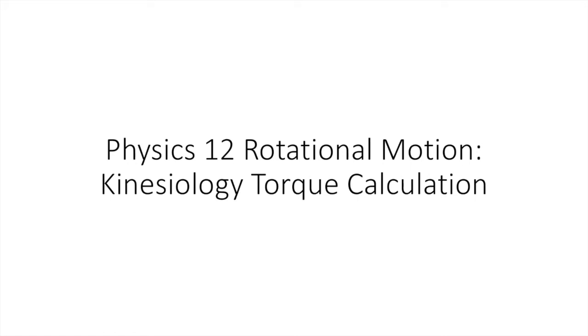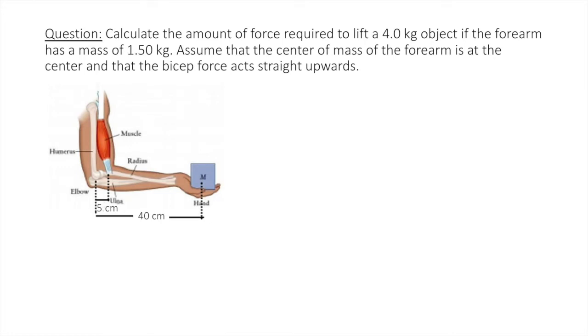I'll be explaining today how to solve rotational motion questions that involve force and torque acting on muscles. For this question, you're asked to calculate the amount of force required to lift a 4 kilogram object if the forearm has a mass of 1.5 kilograms. You're provided with the following diagram.